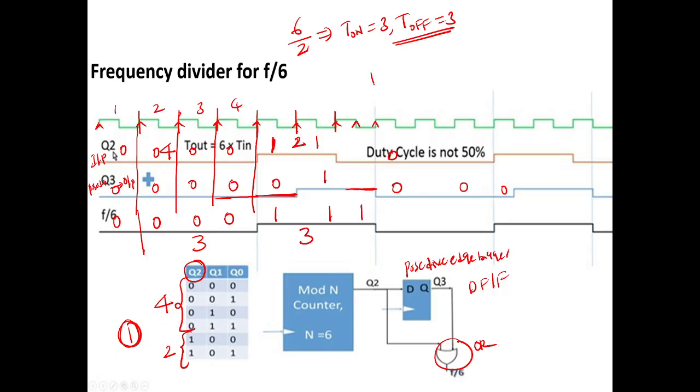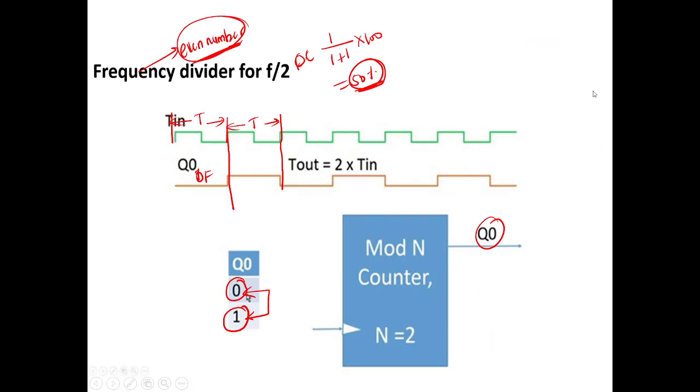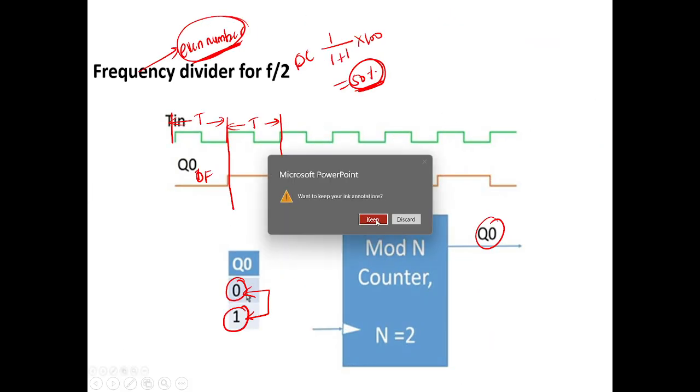So what is the duty cycle? Duty cycle equal to T on by T on plus T off into 100. So this is 3 by 3 plus 3 into 100. You are getting 50% duty cycle. So like this, we can design the frequency divider by 6, and that's it. So this is about the frequency divider circuit.